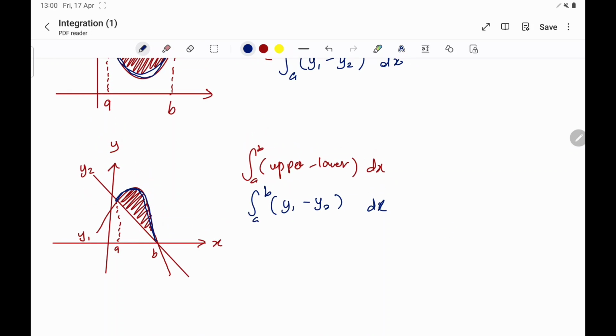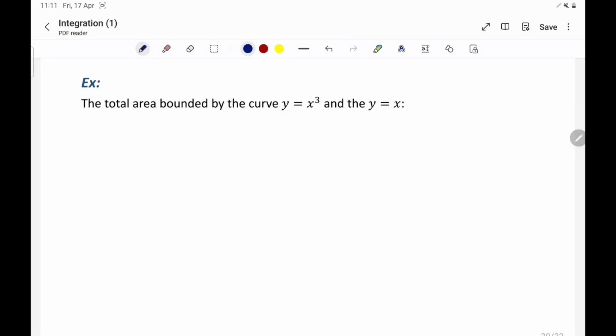Okay, so we proceed to the example. We go to this question: total area bounded by the curves y equal to x to the power of 3 and y equal to x. The first step is we have to draw these, y equal to x to the power of 3 and y equal to x.